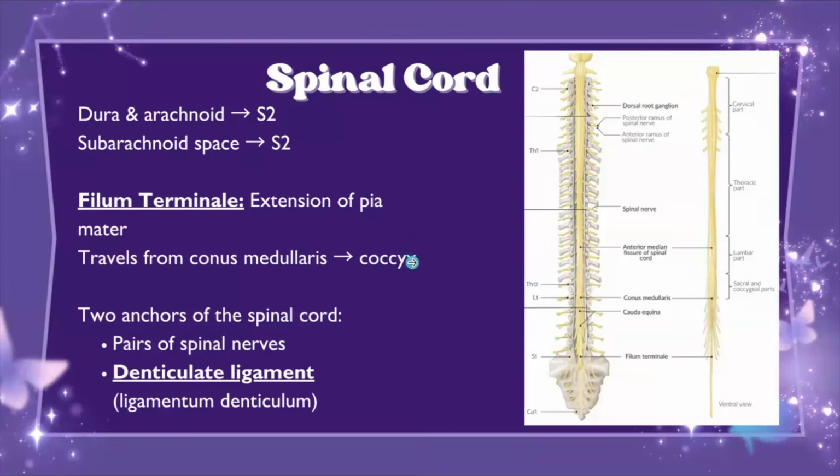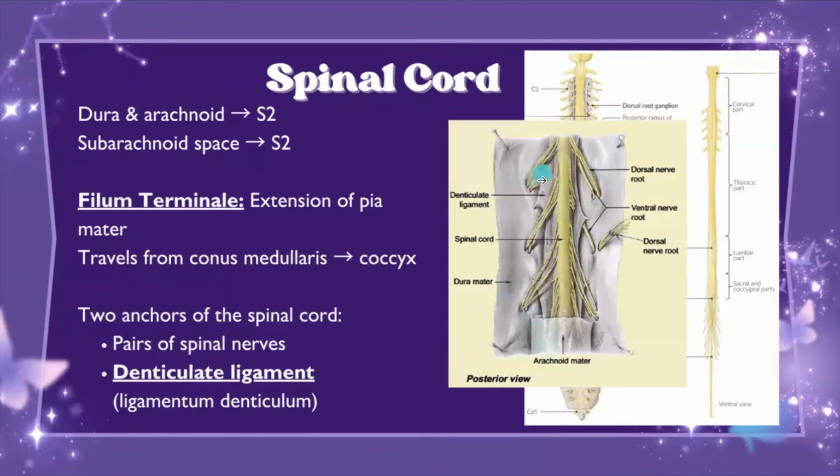So what holds the spinal cord in place? What makes sure that it stays in its place? You have two anchors of the spinal cord. You have the pairs of spinal nerves that exit from the spinal cord at each respective level. They exit from the intervertebral foramen, keeping the spinal cord in place. You also have the denticulate ligaments, which are triangular structures that basically anchor the spinal cord to the dura mater. So when the spinal nerves exit, the pia and the arachnoid mater kind of fuse with the dura mater and basically just tether the spinal cord to the dura mater. It keeps it in place, okay?